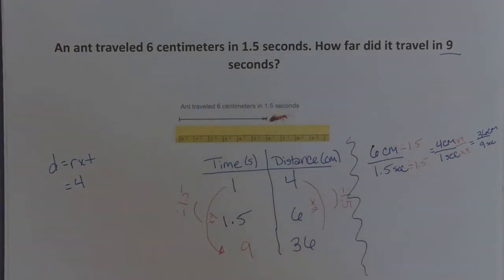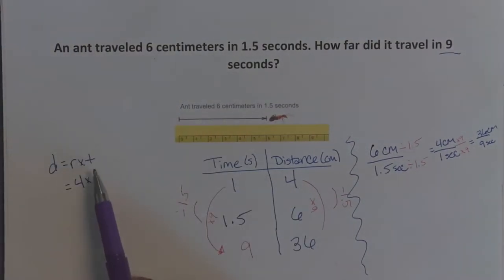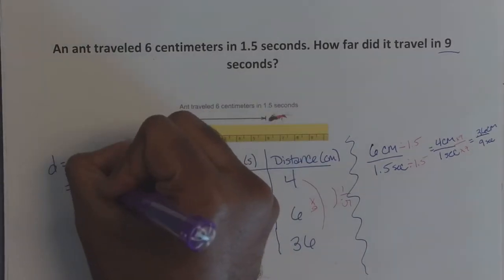You might have said 6. Why can I not use 6? Exactly, because I want to know the unit rate. So 4 is our unit rate for our problem because that's how far the ant went per second. So now, what does our T stand for? You're right, our T stands for time. So what am I looking for now for our T? 9 seconds, correct. So now I can replace or substitute 9 in for T.